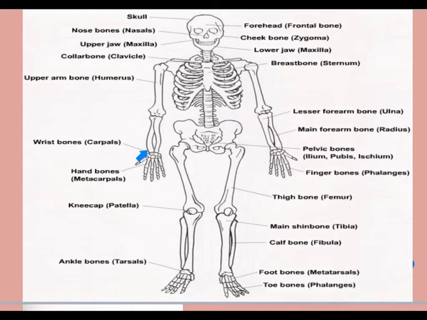The wrist bones are called the carpals, and then the first part of the hand bones right in here are called the metacarpals. Down here, our ankle bones are called the tarsals, and then the top foot bones right in here are the metatarsals, with the toes being the phalanges. Do study over the skeleton and learn these basic bones.